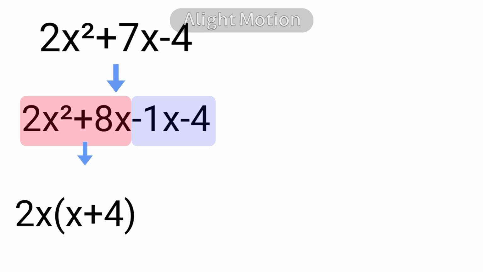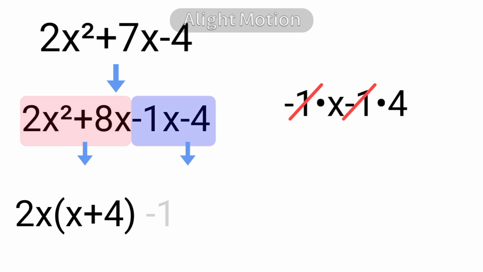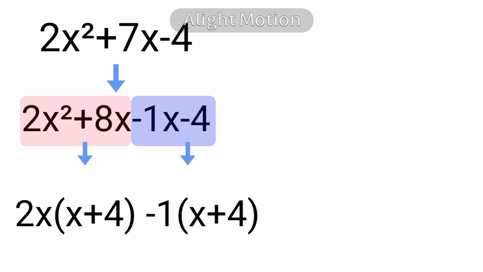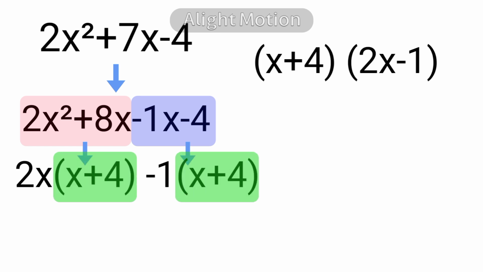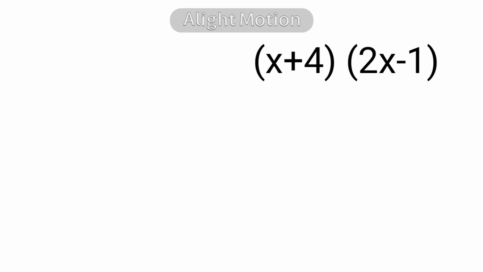Now we gotta do the same for the other side. The common factor between these two is -1, so we'll put that in front and put the last 2 bits in the parentheses, x plus 4 again. Now we have to do the same thing one more time. The common factor is x plus 4 in parentheses, and then we put the last 2 bits into parentheses again. And there you go, factoring a 3-term polynomial.